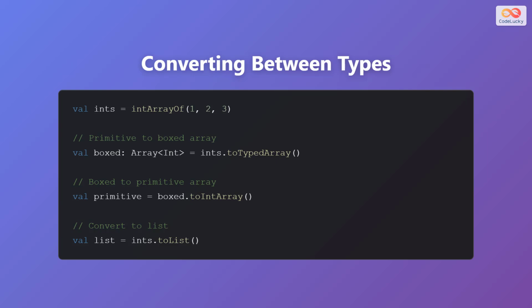Sometimes you need to convert between primitive and boxed arrays. The toTypedArray function converts a primitive array like IntArray into a boxed Array<Int>. This is useful when you need to work with generic collections or APIs that expect boxed types. To convert back, use toIntArray on a boxed array. You can also convert primitive arrays to lists using the toList function, which creates an immutable list containing all array elements. These conversions make it easy to switch between different collection types as needed.